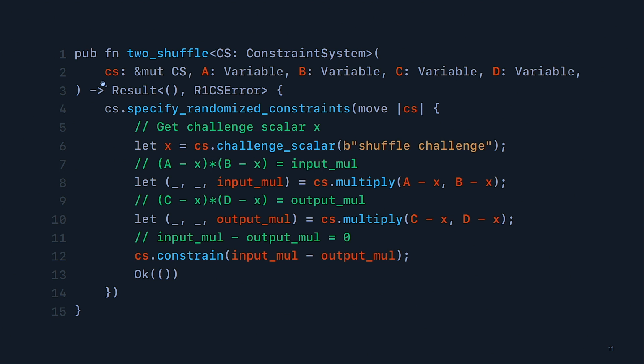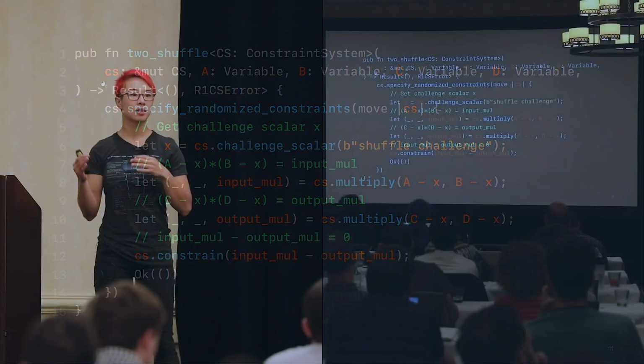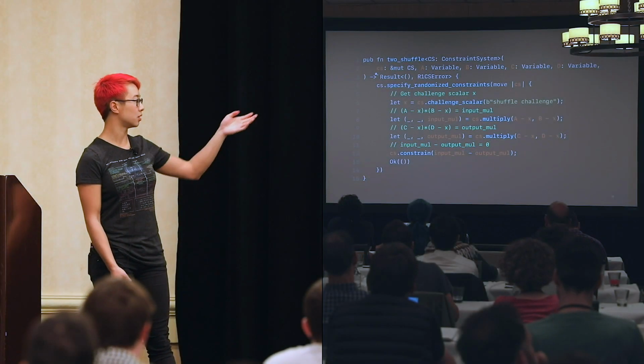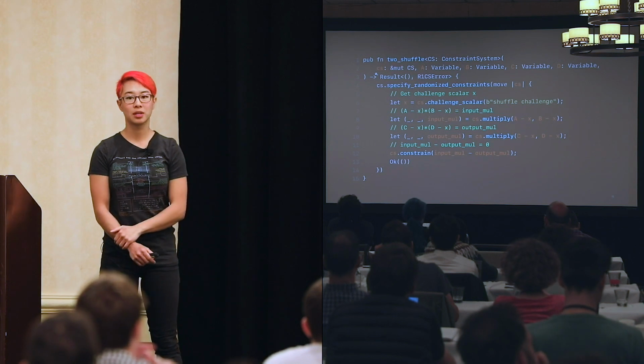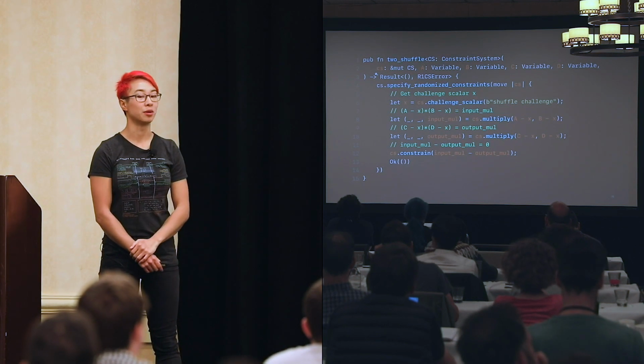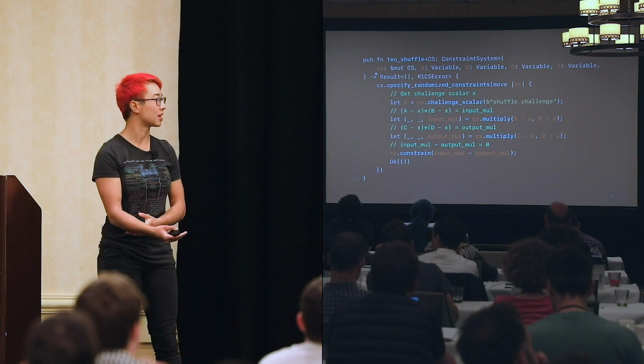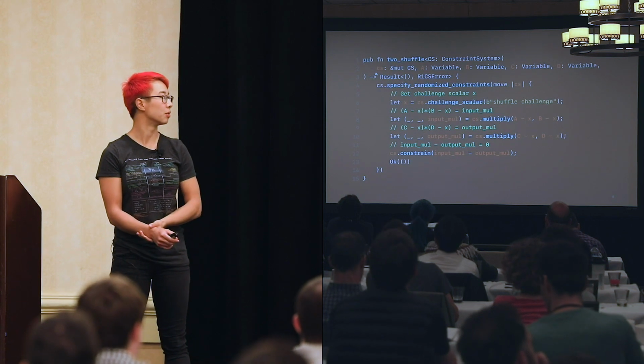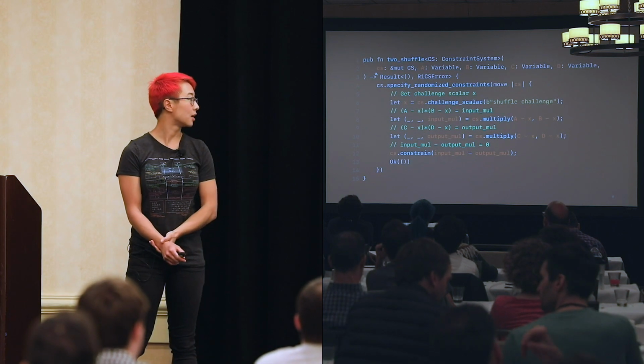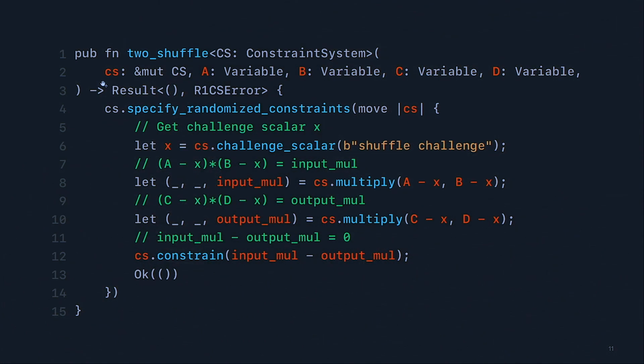Then on line 8, you allocate a multiplier by calling cs.multiply, and you pass in 2 linear combinations, a minus x and b minus x. That allocates a multiplication that gives you 3 variables back. We only care about the variable that represents (a - x)(b - x), and we call that input mul. Then we do that again on line 10, so we say (c - x)(d - x) equals output mul. And then on line 12, we say input mul minus output mul equals 0.